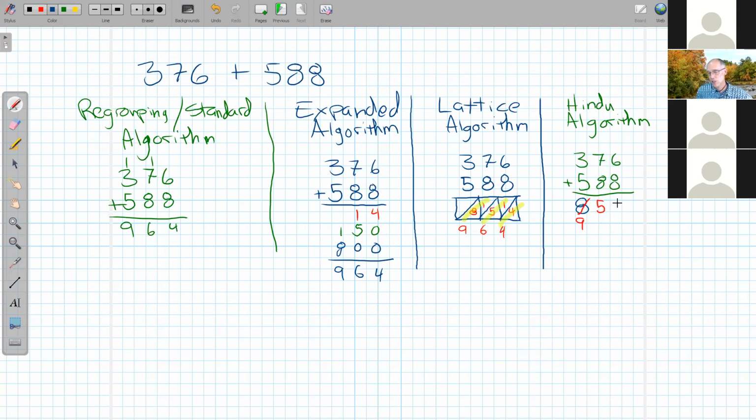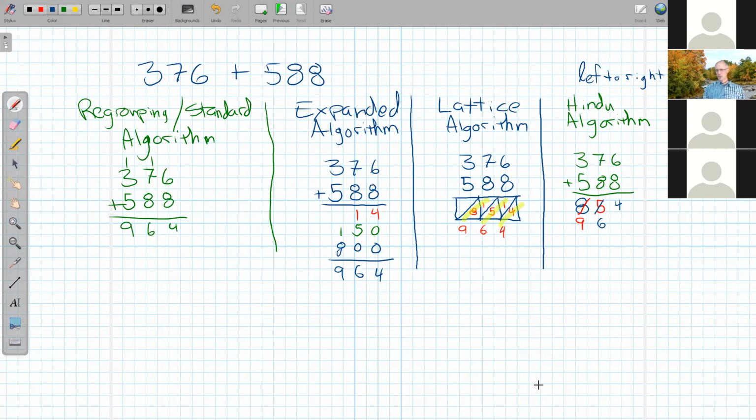And then 6 and 8 is 14. The 4 1s go over here. The 1 jumps over here to the 5, making it a 6. And so there's my answer, 964. And that's what's referred to as the Hindu algorithm. It goes left to right. Which I think is also pretty cute.